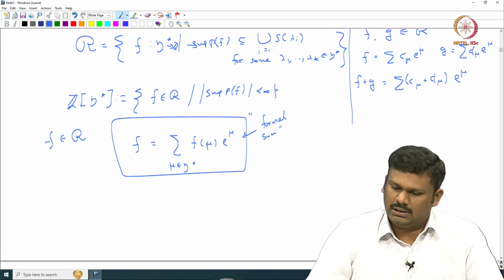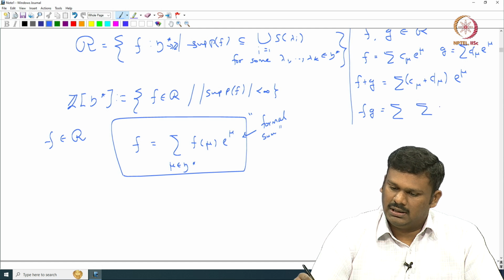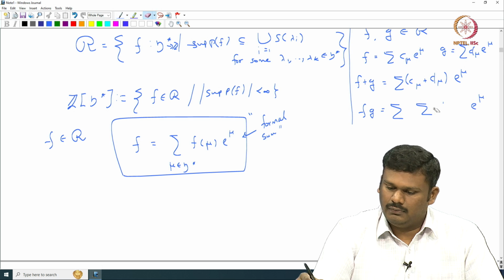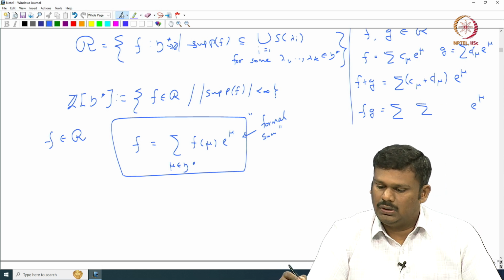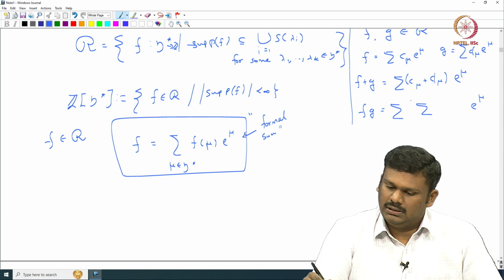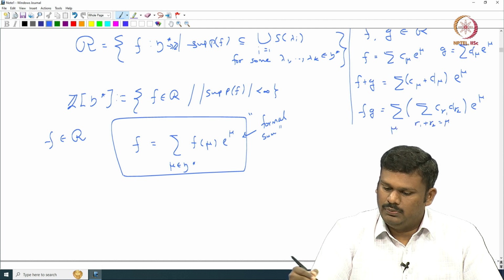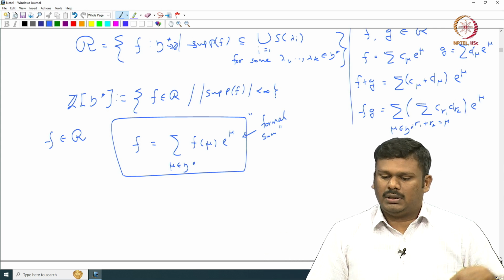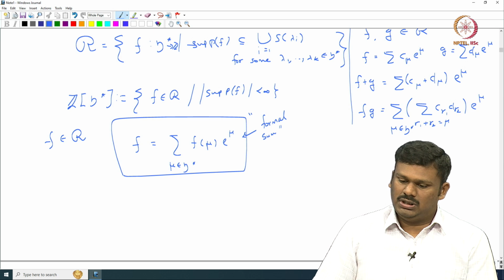So, what about the product? The product f into g is nothing but a summation, again there will be another summation because this is a convolution product. So, you fix the e power mu here and then you take e power gamma 1, okay, sorry. You are going to multiply them and then you are going to collect the coefficient of e power mu. So, here the interior sum will be the summation of c gamma 1 times d gamma 2, where gamma 1 plus gamma 2 equals mu, and this mu runs over all H star. Okay. So, this is how you interpret f plus g and f g.